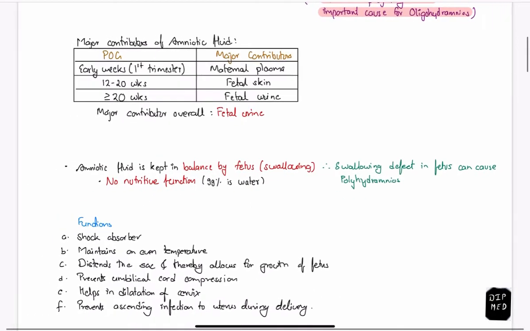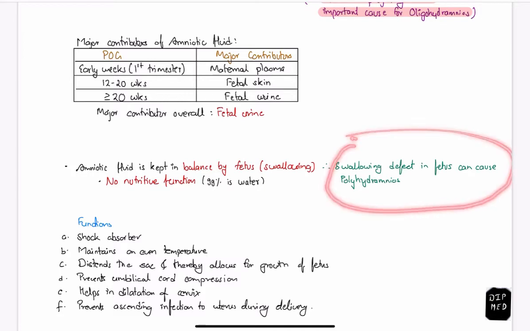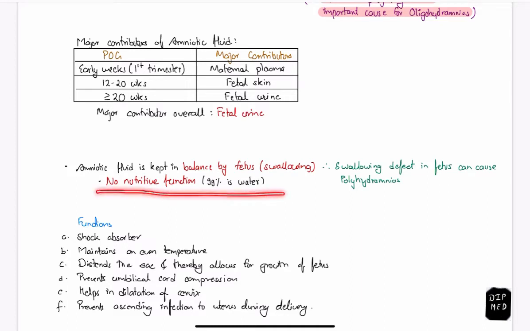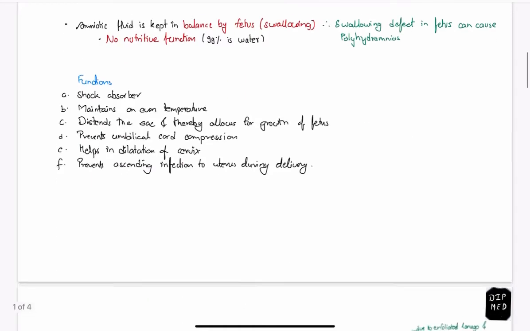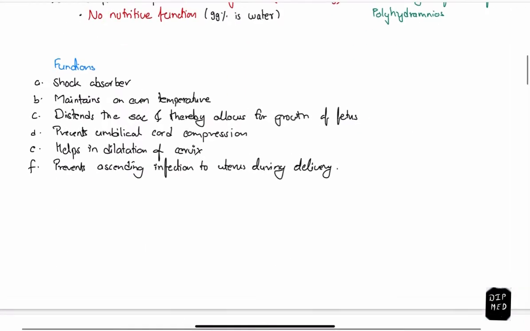Amniotic fluid is kept in balance by the fetus by its swallowing action. Around 400 to 700 milliliters of liquor is swallowed by the fetus every day. Hence, a swallowing defect in the fetus can cause polyhydramnios. But remember, although the fetus swallows it, the amniotic fluid has no nutritive function, since it is 99% composed of water. So what are the functions of amniotic fluid then?